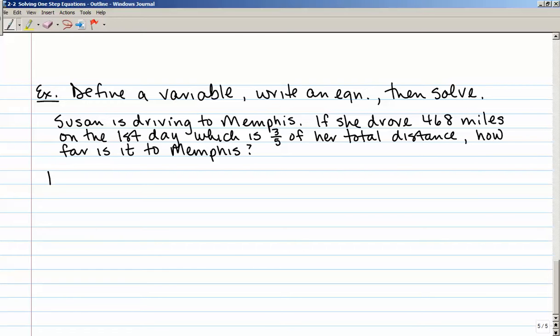So to define my variable, I'm going to say let x equal, and you can choose whatever variable you like. And what am I trying to find? I'm trying to find how far it is to Memphis. So I'm going to say let x equal the distance to Memphis. Defining a variable is a very important part of solving a word problem because you can't just throw an x in there without telling me what x stands for. Now let's look at the problem again.